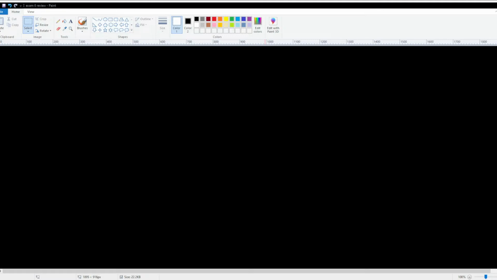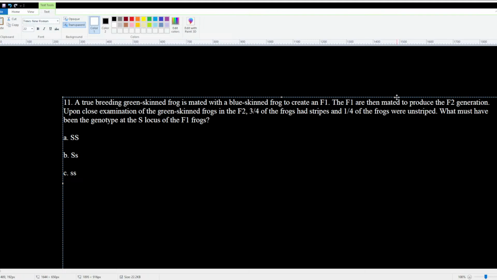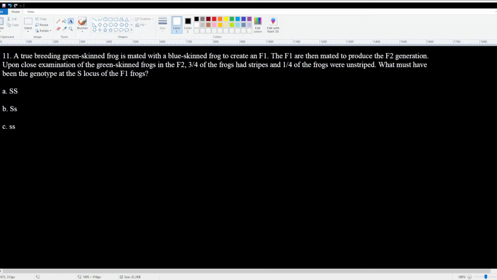So we went over one question that regarded Mendelian genetics. Here's your other question. A true breeding green-skinned frog is mated with a blue-skinned frog to create an F1 generation. The F1 are then mated to produce the F2 generation. Upon close examination of the green-skinned frogs in the F2, 3/4 had stripes, 1/4 were unstriped. So, at this locus, at the S gene, what was the genotype?